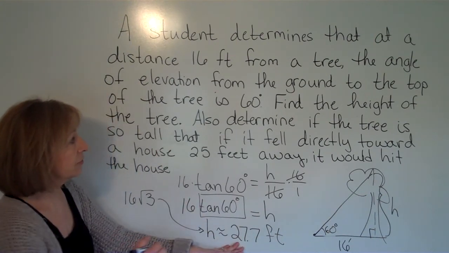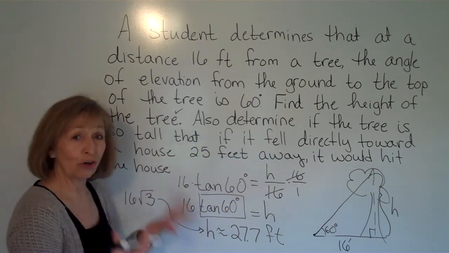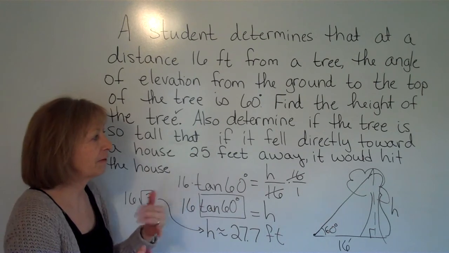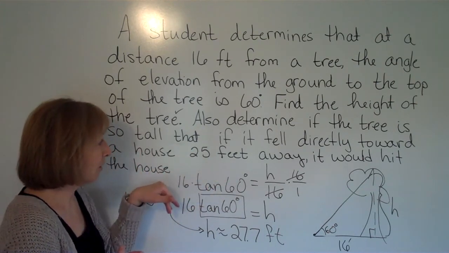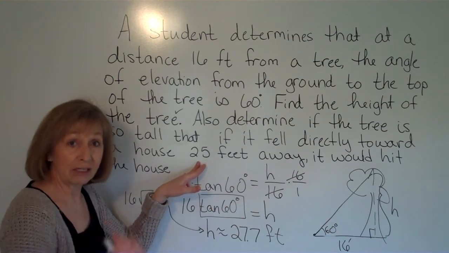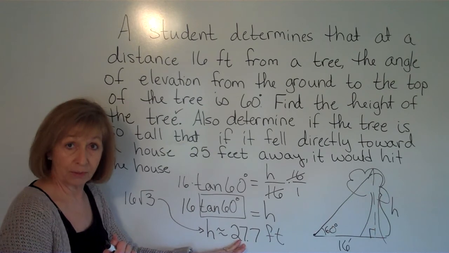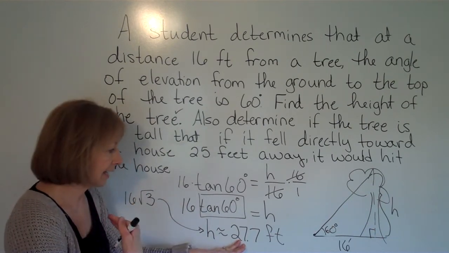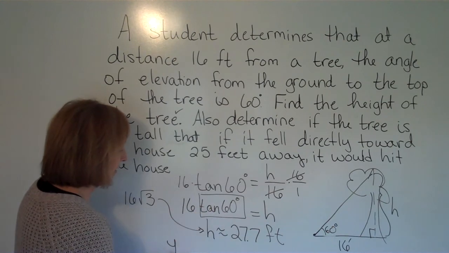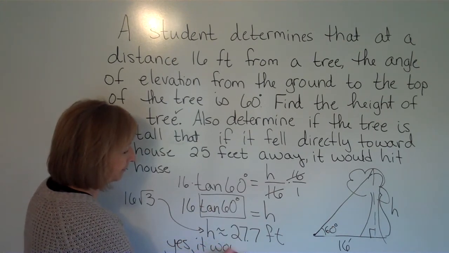So that answers, find the height of the tree. But it also says determine if the tree is so tall that if it fell directly towards the house, 25 feet away, it would hit the house. Well, if it fell directly towards the house and the house is only 25 feet away and it's a 27.7 foot tree, it will brush and hit the house. So yes, it would hit the house.